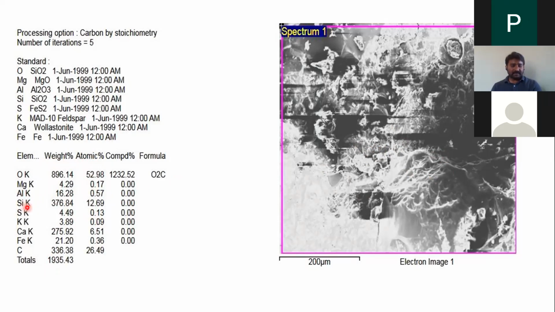See here, the silicon content is very high because this one is a sand particle. Silicon content is very high, a little sulfur, a little potassium, calcium is also a little bit, some iron is also there, some carbon is there, oxygen is much higher. Why is oxygen so high? Because in the chamber a little bit of oxygen will be there, and it will detect that also. So this is how we can analyze which compound is predominant.